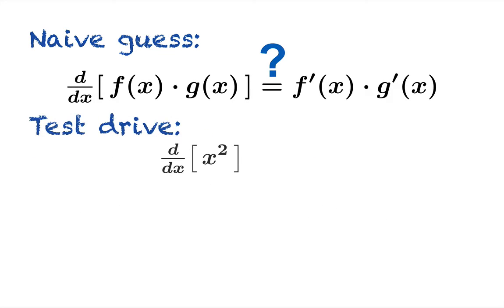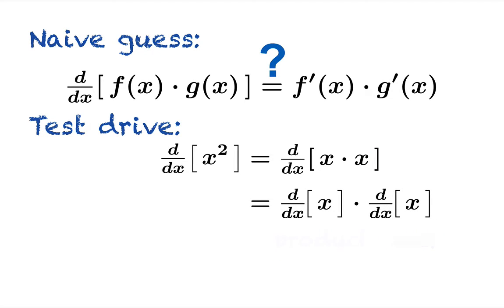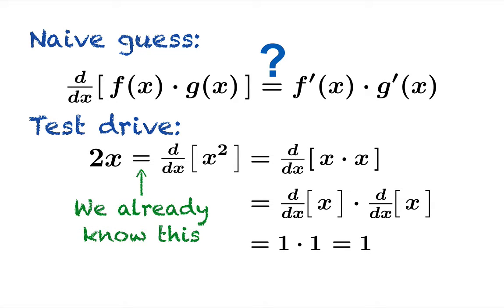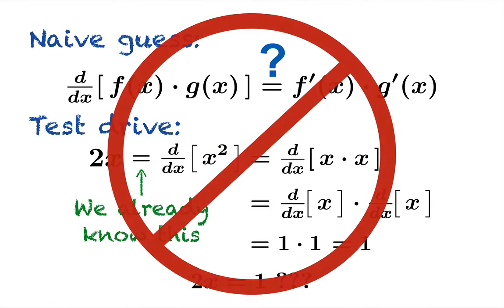So let's give this guess a test drive. We're going to find the derivative of x squared. And of course, this is a good test case because we already know what the answer should be. But we're going to rewrite x squared as the product of x times x. And now we're going to try our putative product rule. If this is really correct, then we find that the derivative of x squared should just be 1 times 1, which is the constant function 1. But we already know that the derivative of x squared is 2x. That's by the power rule. So 2x is not the same as the constant function 1. So there's no way this product rule, this guess, is correct.